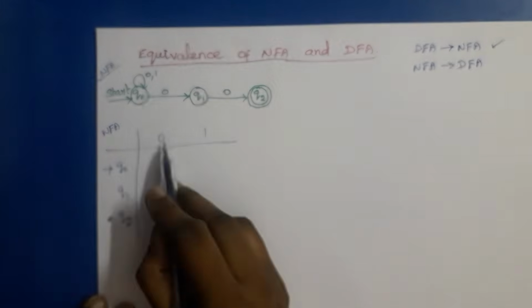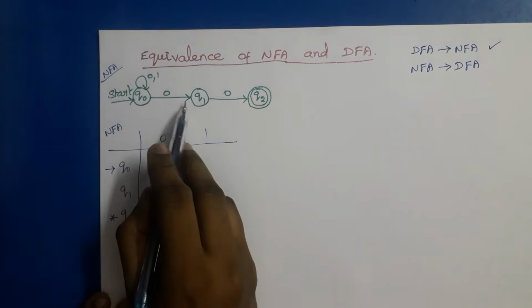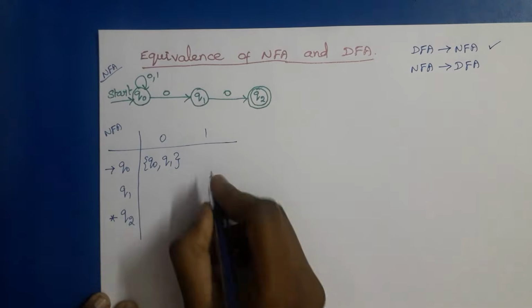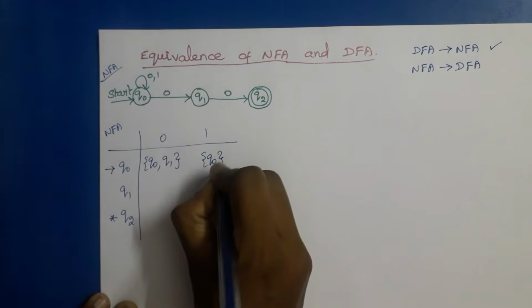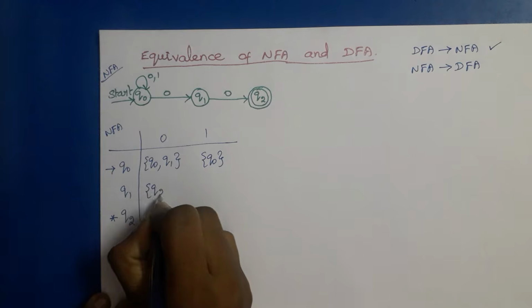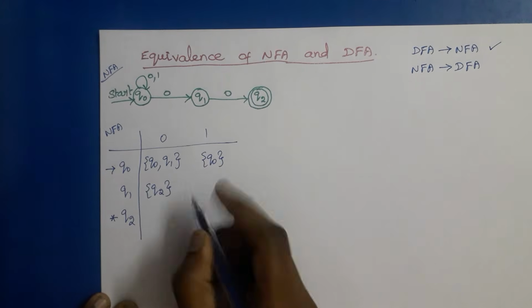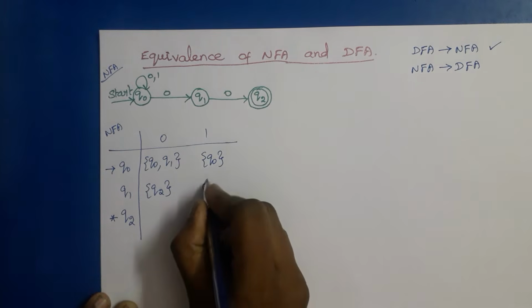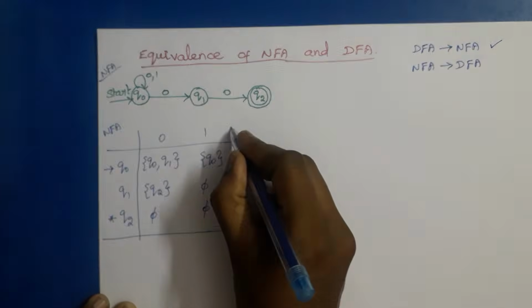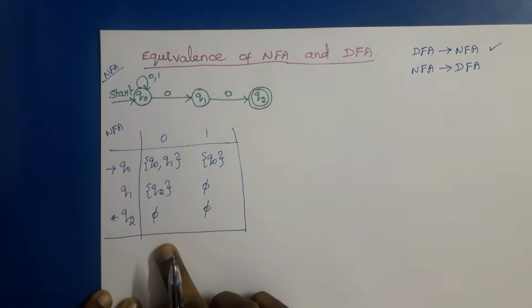So Q0 and 0. From Q0, 0 goes to Q0 as well as Q1. From Q0, 1 goes to Q0. From Q1, 0 goes to Q2. From Q1, there is no transition on 1. From Q2, there are no transitions, so phi. So this is the NFA transition table. Now we need to convert this into a DFA.